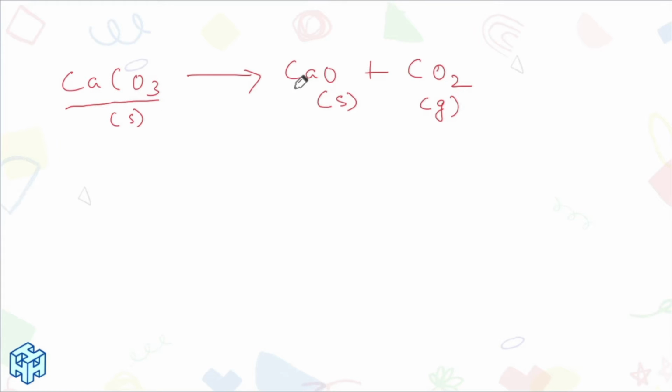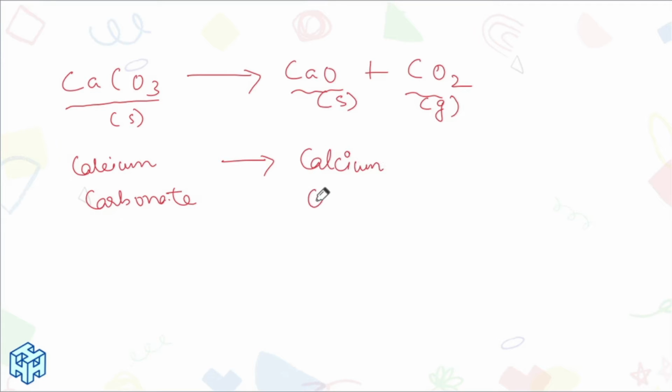This is calcium carbonate into calcium carbide and carbon dioxide. Calcium carbonate is converted into calcium carbide plus carbon dioxide. Did you get it? Yes.